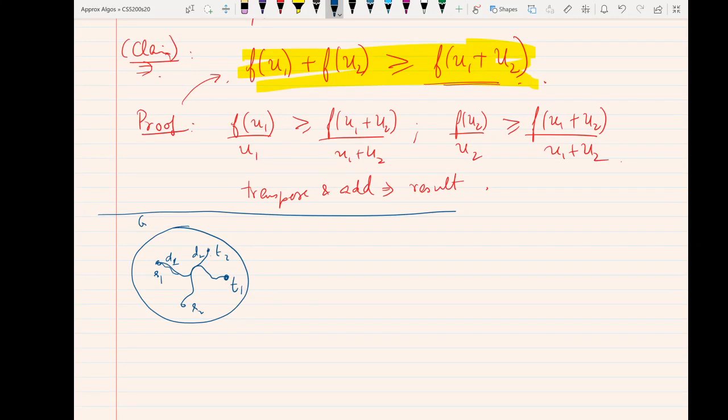Now, an immediate first observation about this is the fact that if the input graph is a tree, then the problem is close to trivial.